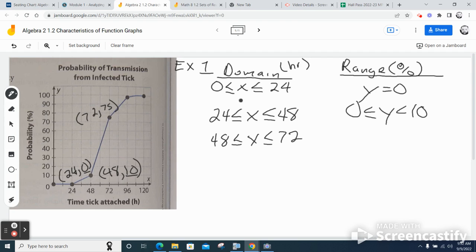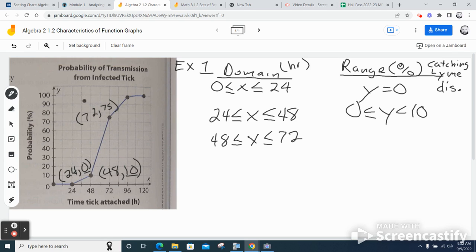The range is the probability of catching, let's write that out too, catching, they say infected, but I like to use words you guys use, catching Lyme disease. Yeah, 72, comma 75. So remember, the domain is all the x values.